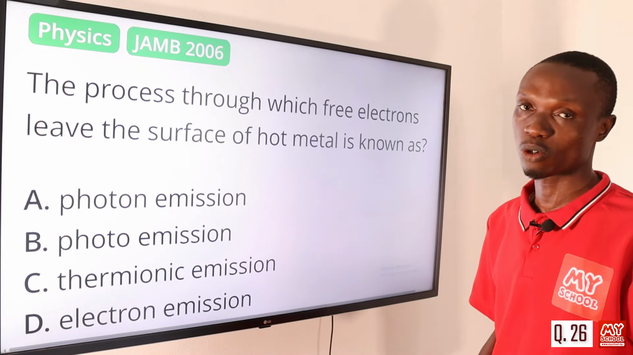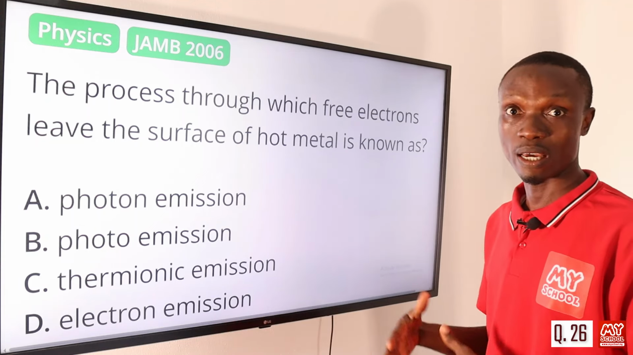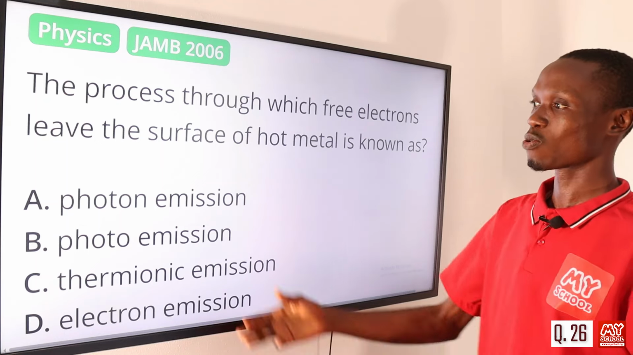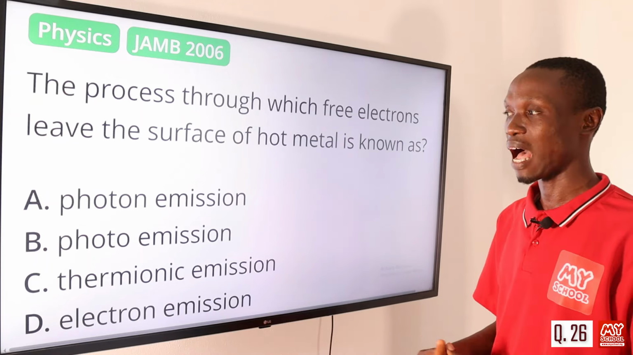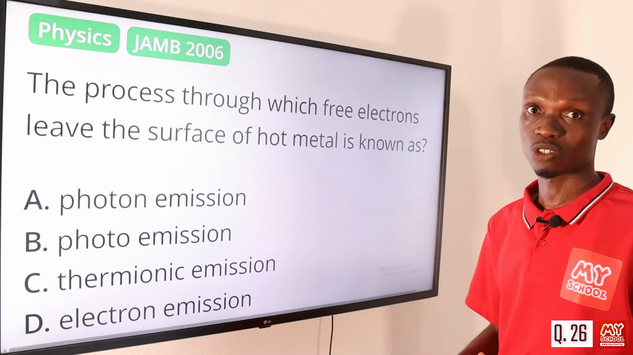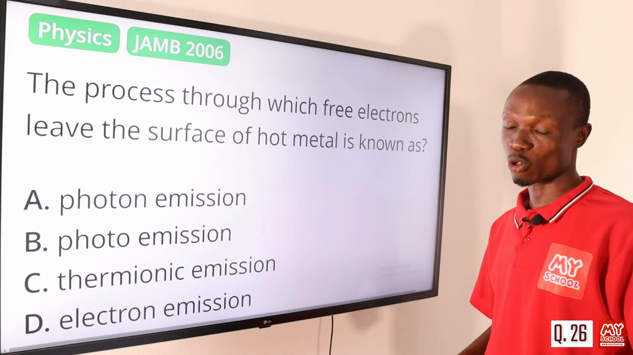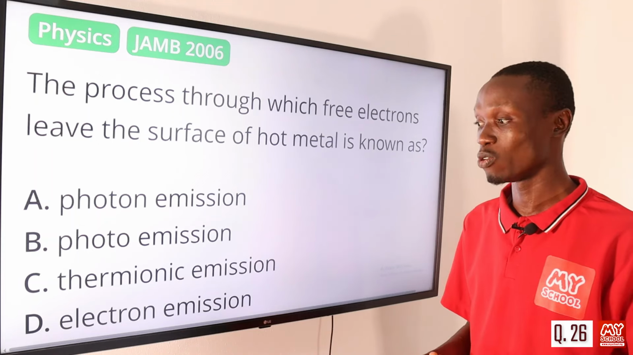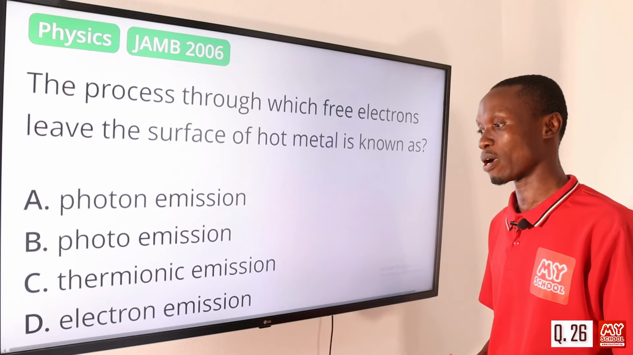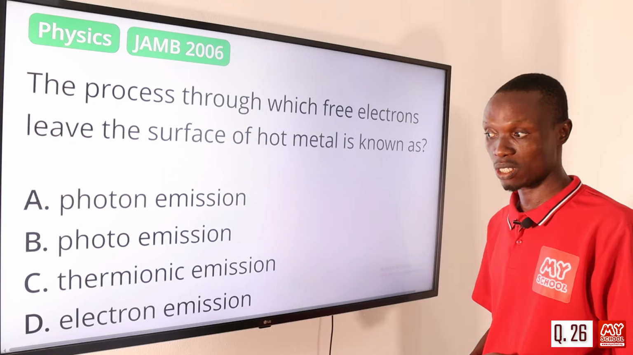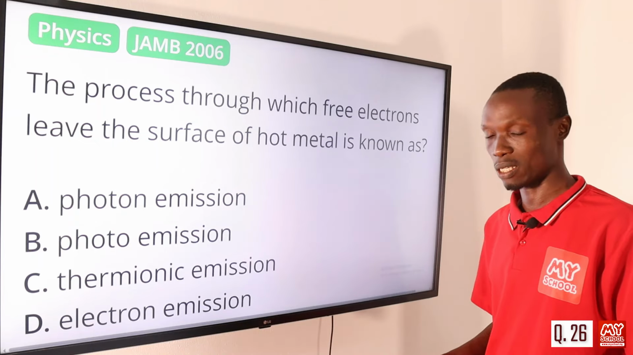Thermionic emission is the emission of electrons from the surface of metal when heat energy is imparted to it. Option A, photon emission, has to do with the release of electrons as a photon when electrons transition between energy levels in an atom. While for option D, electron emission is just a general term used to describe any process which involves the release of electrons from a material. But the answer to this question is option C, thermionic emission, which is the process through which free electrons leave the surface of hot metals.